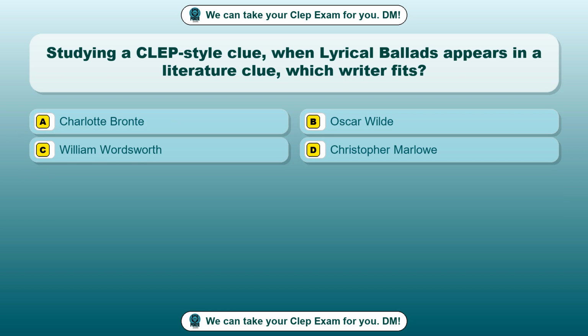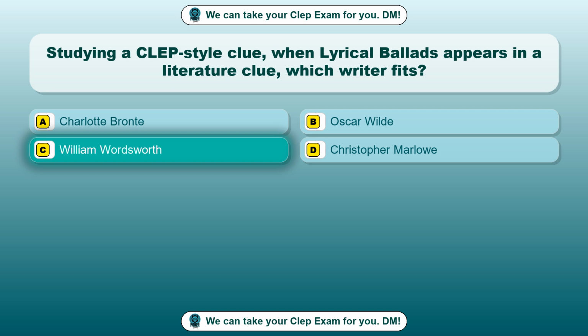Question 15. Studying a CLEP style clue. When Lyrical Ballads appears in a literature clue, which writer fits? Option A, Charlotte Brontë. Option B, Oscar Wilde. Option C, William Wordsworth. Option D, Christopher Marlowe. The correct answer is option C, William Wordsworth.